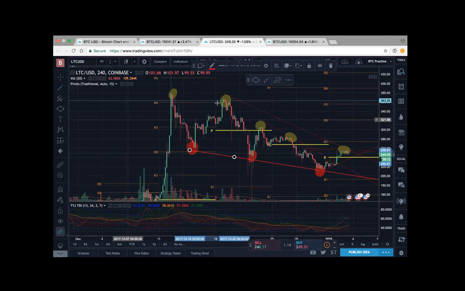I'm plotting out. I just want to see something real quick with Litecoin, because I haven't plotted this one out in a while.